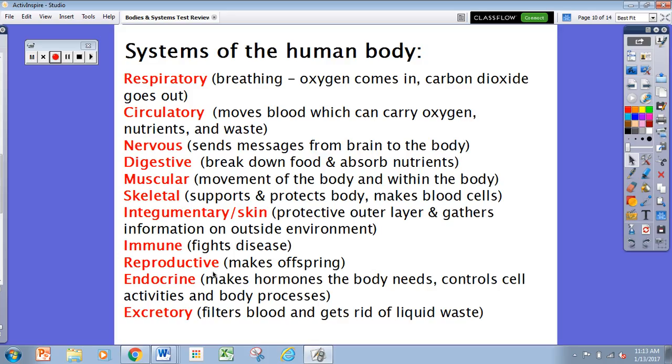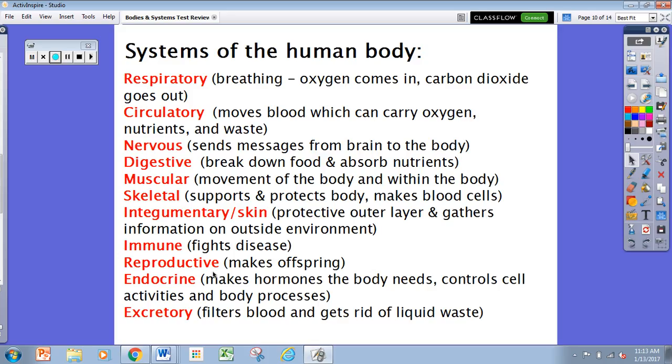So the respiratory system mainly does your breathing. It takes oxygen into the body and exhales carbon dioxide. That's the main function of the respiratory system. The circulatory system is involved with pumping and moving the blood around your body, and that's important because the blood carries things to all the cells so that they can get what they need, including oxygen and nutrients from the food that we eat. And also, the circulatory system helps to take waste products away from the cells so that the body can get rid of them.